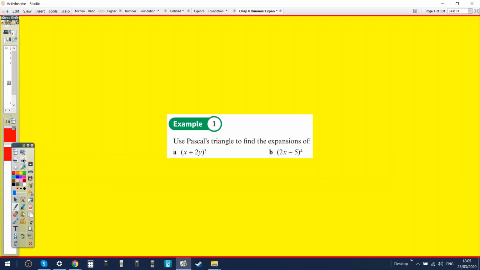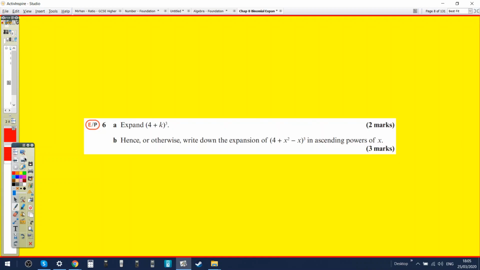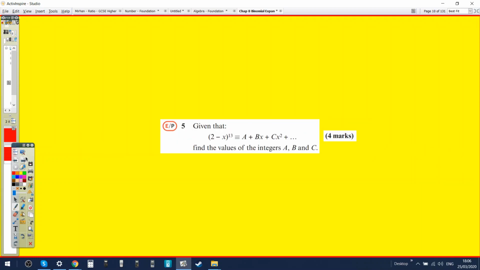But don't worry, your calculator stores this using Pascal's triangle. Don't bother. I'll give you the quick way. We'll come back to this using the quick way. They will show you in a second. Hence or otherwise, write the expansion of this. I'll come back to this.